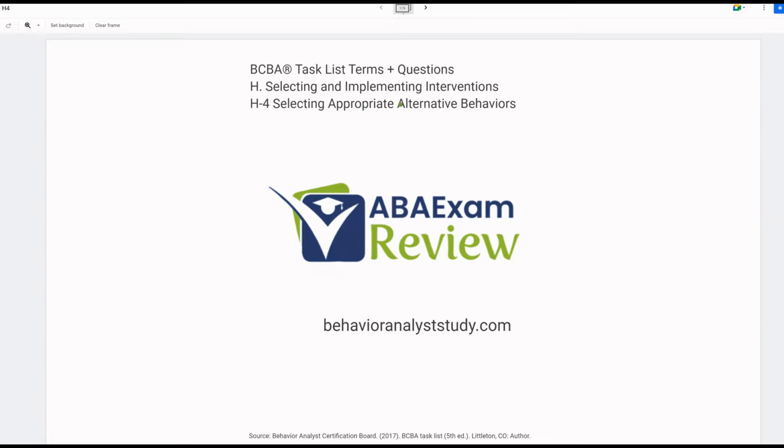We're continuing with selecting and implementing interventions. H4, selecting appropriate alternative behaviors. By now, we've chosen target behaviors due to social validity and history and other things. And now what we want to do when we are decreasing behavior, we want to try to replace those behaviors because those behaviors are serving a purpose. And if we are removing a client's ability to meet a goal or meet a need, we have to give them another way to meet that same need.